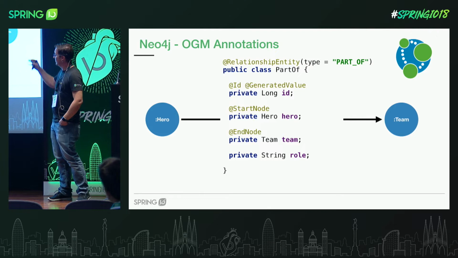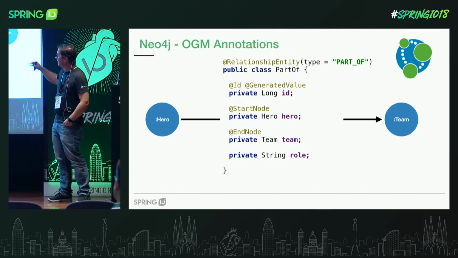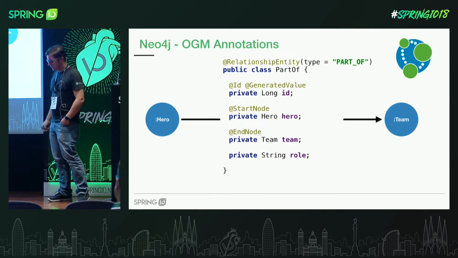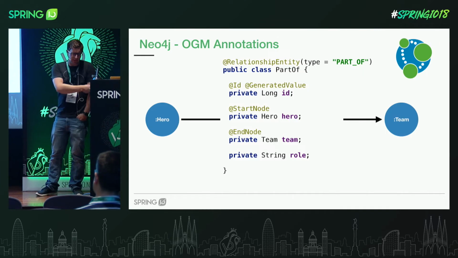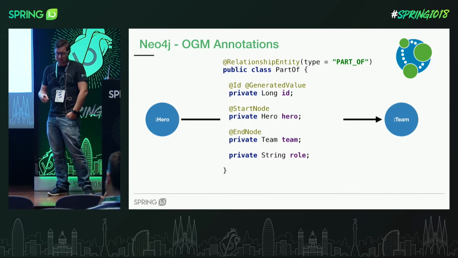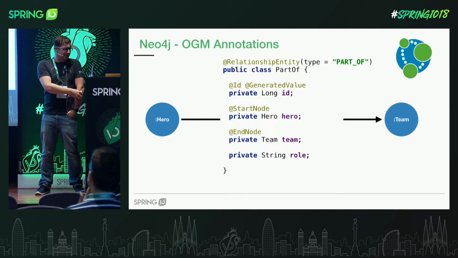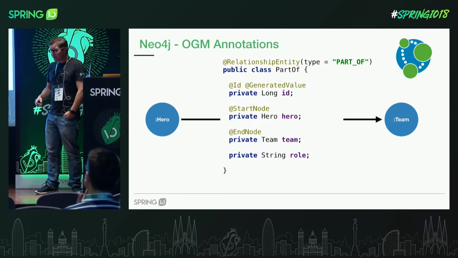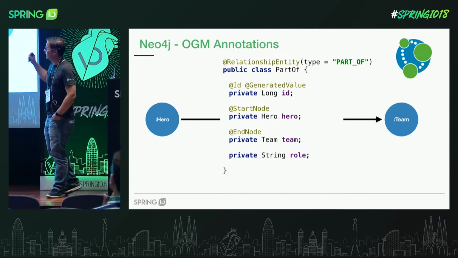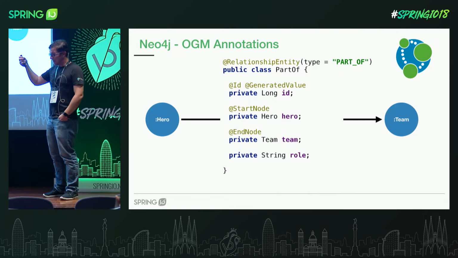And it looks pretty much the same with the ID, and has a custom property like role. So a hero might be Iron Man, might be the founder or co-founder of the Avengers. And now we come to something very graphy special.